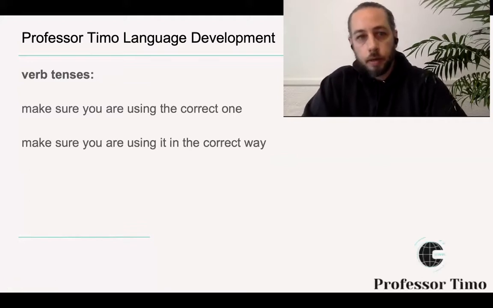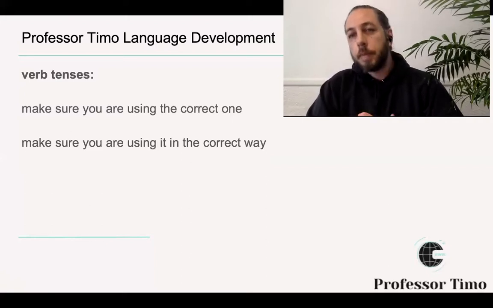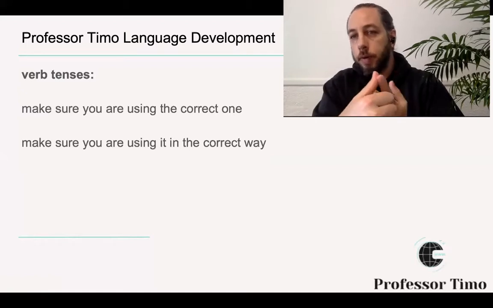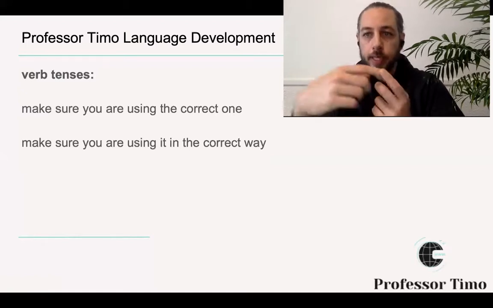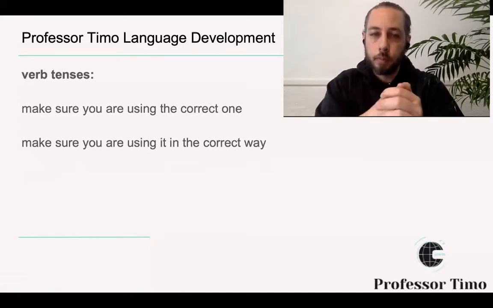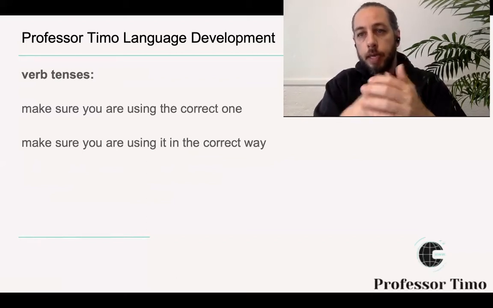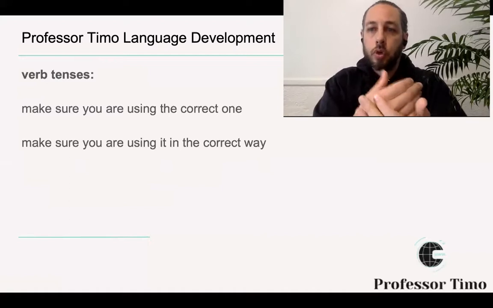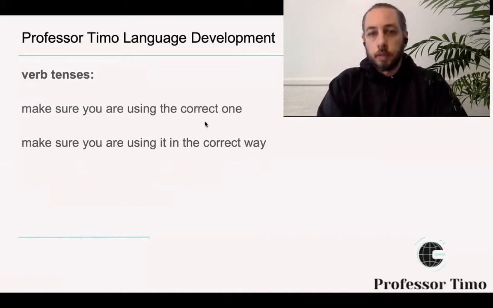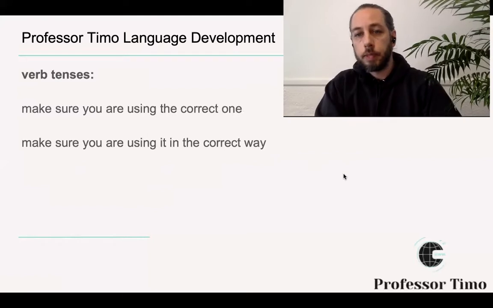So next, our third subject is verb tenses. So some advice for verb tenses is number one, obviously make sure that the verb tense you're using is correct. If you need the present tense, use the present tense. If you need the past tense, use the past tense, and do your best not to mix those up. At Professor Timo, that's one of the first things that I try to make sure my clients do is use correct verbs. So second, even if you're using the correct verb tense, you need to use that in the correct way. And we'll see some examples next.